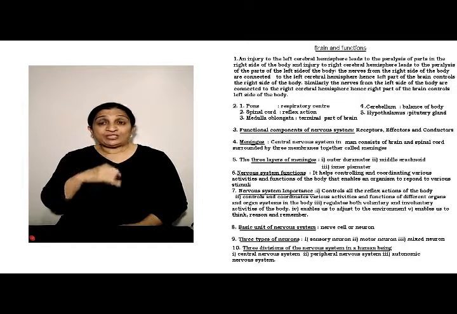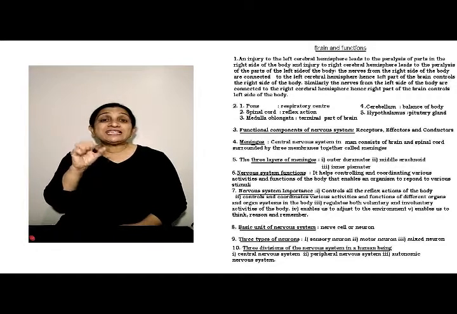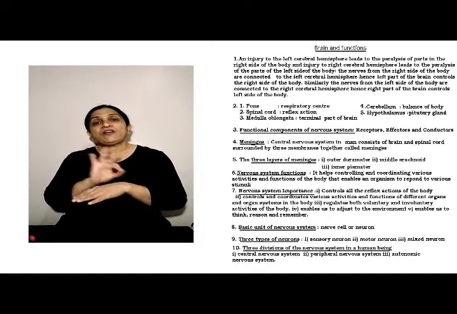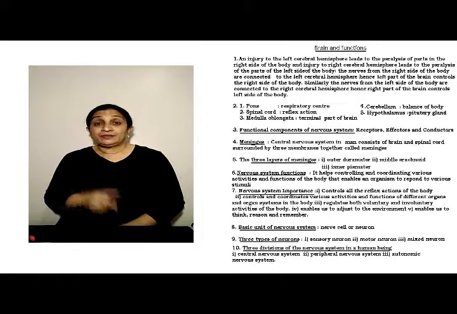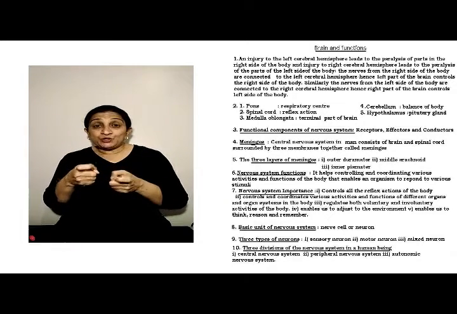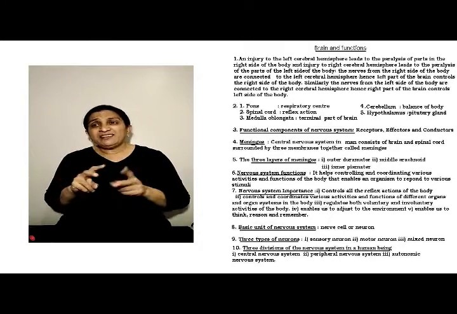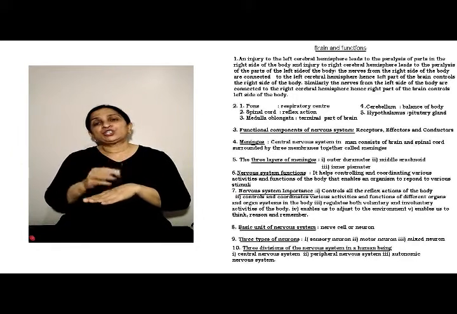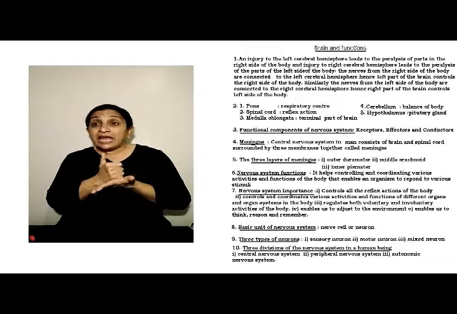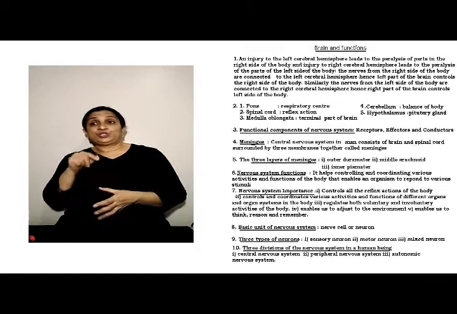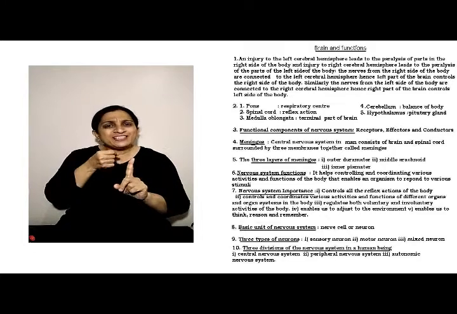Then the sixth question, you have the nervous system. What are the uses or the functions? The nervous system helps to control and coordinate different activities and functions of the body, and it helps the organism to respond to different stimuli.